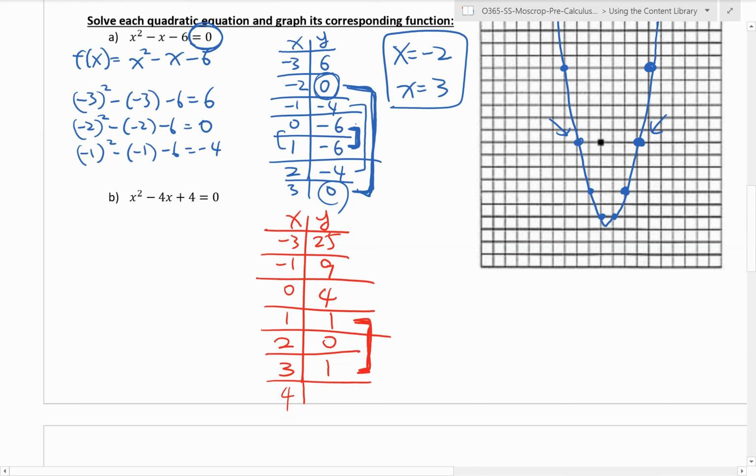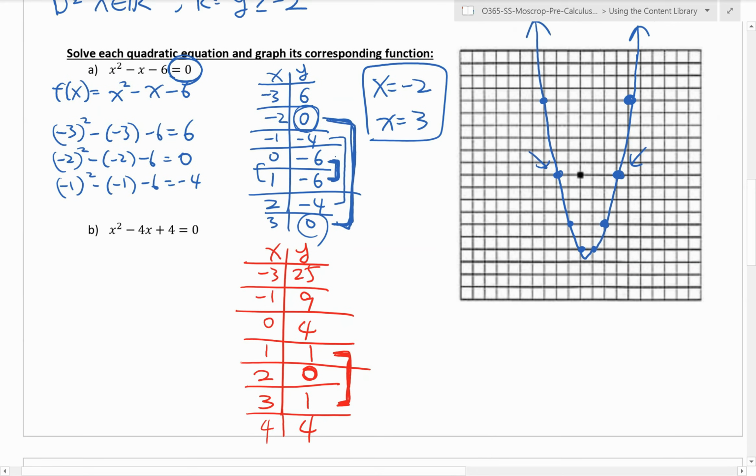Okay, so that means it's going to bounce back up now. I mean, you could continue, you just get a 4, right? It's just going to get bigger and bigger. Again, that's not what we wanted. We want this number right here, 0. So what does that mean actually? These are the same. That means right in between those two x values is the vertex. So this is actually the vertex right here.